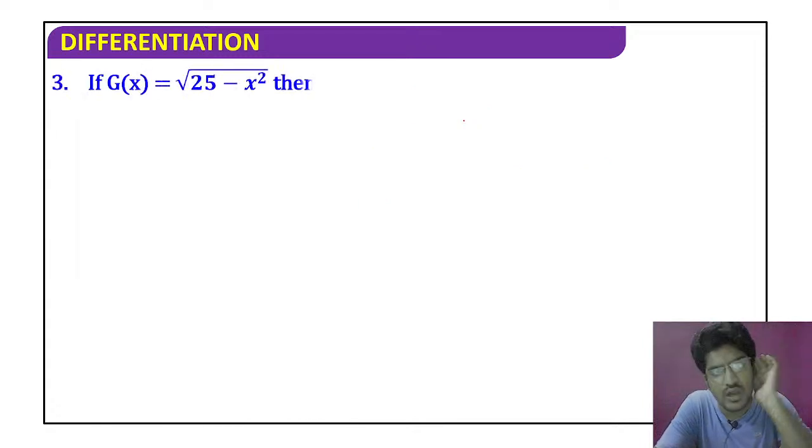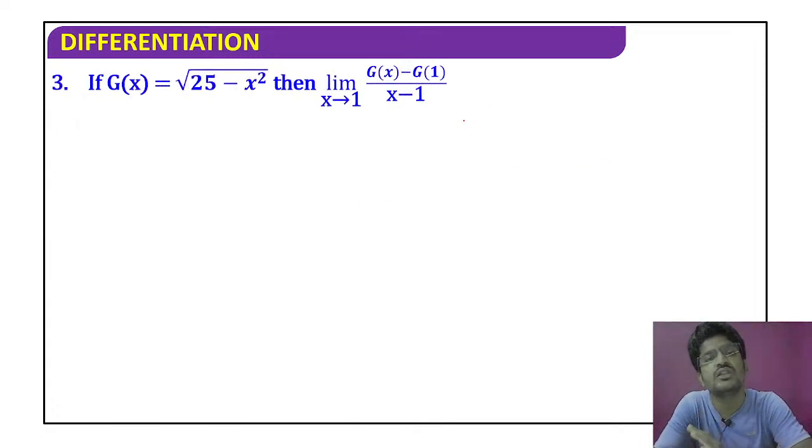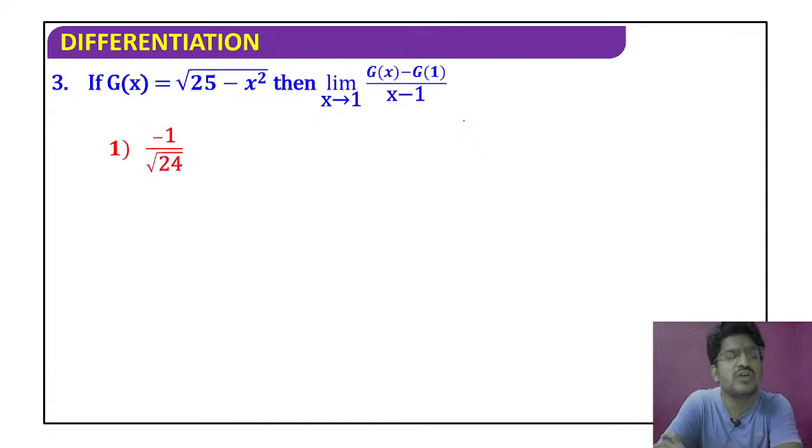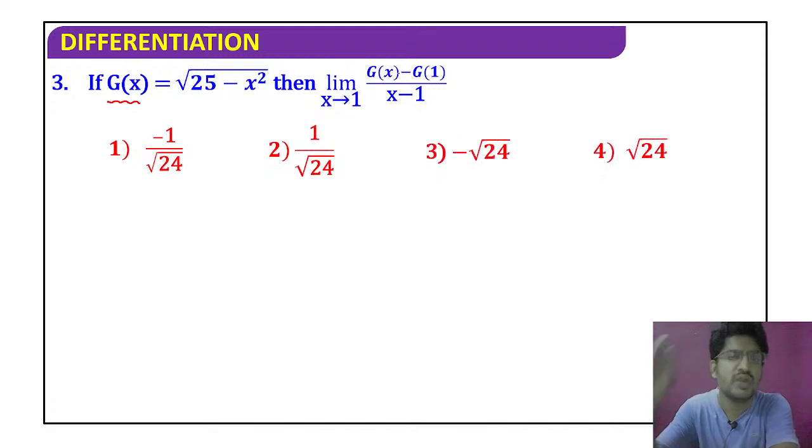So now let us go for the third problem. See what they have given. They have given g of x equal to root of 25 minus x square, then limit x tending to 1 of g of x minus g of 1 divided by x minus 1. Okay, so they have given 4 options, no problem. So here you just see this is nothing but g dash of 1.